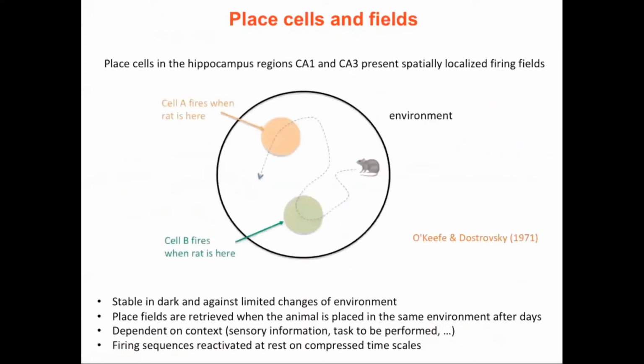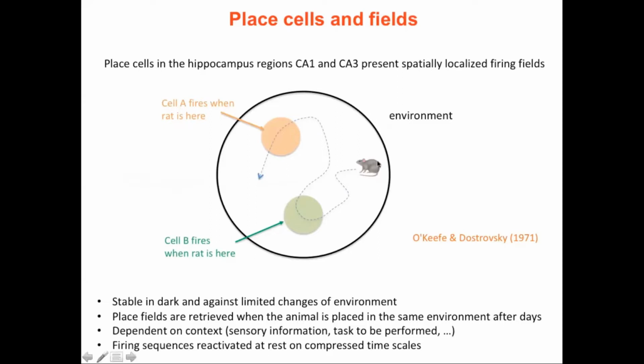Okay, so let me try to be more precise and see how these ideas can actually help understand some experiments or some well-known facts. And I'm going to tell you about things you may already have heard about, place cells and hippocampal place cells. So place cells are actually cells or neurons which are found in the hippocampal regions CA1 and CA3. And their most important specificity is that they present spatially localized activity. So how do we understand that?